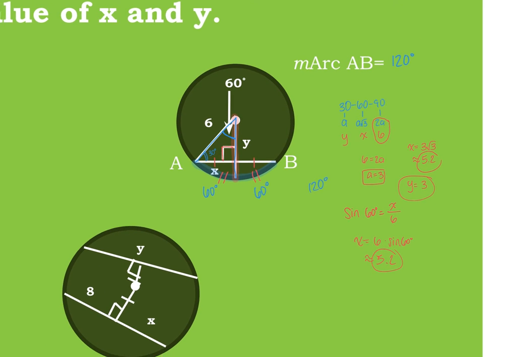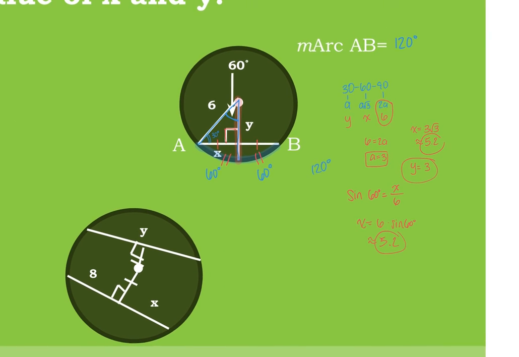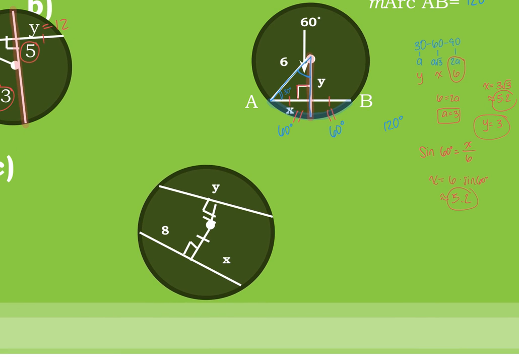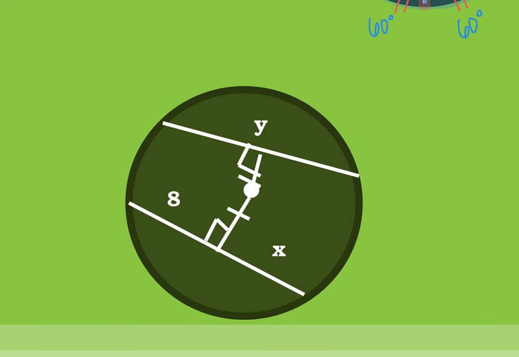Oh, I know how to do this one. Guys, are the segments that they're giving us radii? No, they are not. So this is actually giving us what? What are we looking at here? Chords, 2 chords.